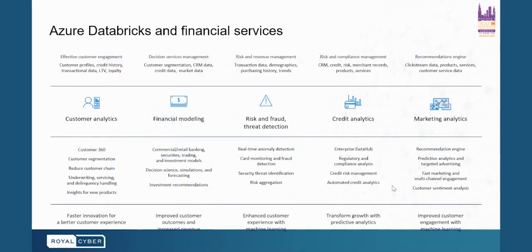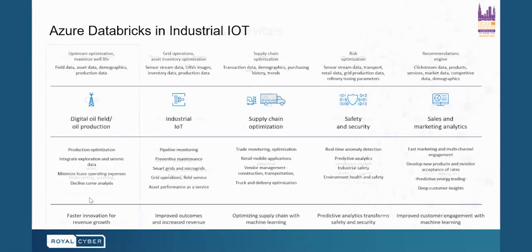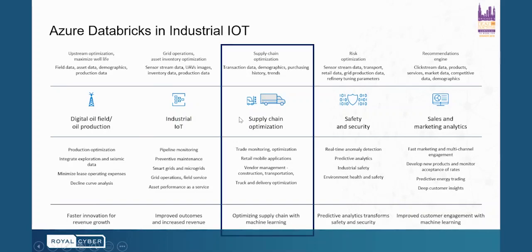In the financial industry, it has been used to do customer analytics by looking at the customer profile, credit history, and transactional data to derive a customer 360 model and to do customer segmentation, reduce customer churn, and also gain insight for new products. In the industrial IoT world, it is used to do supply chain optimization. So by looking at the transaction data, demographics, and purchasing history trends, it derives trade monitoring, optimization, retail mobile applications, vendor management, and truck and delivery optimization.